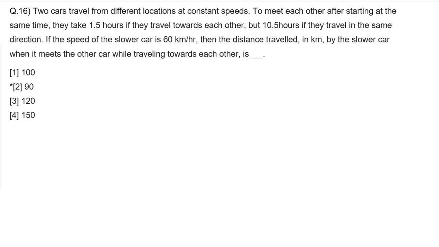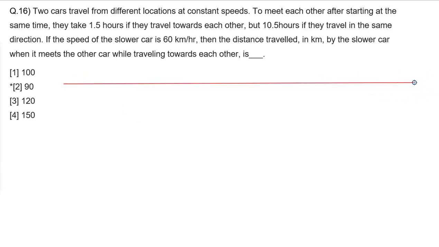Two cars travel from different locations at constant speeds. To meet each other after starting at the same time, they take 1.5 hours if they travel towards each other, but 10.5 hours if they travel in the same direction. The speed of the slower car is 60 km per hour. Then find the distance traveled by the slower car when they meet the other car, while traveling towards each other.